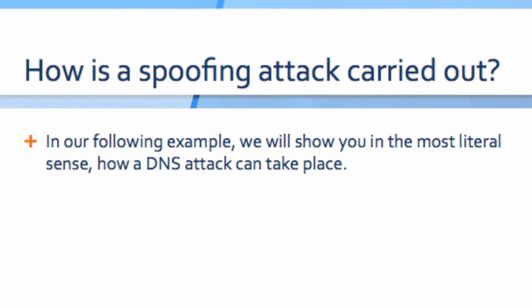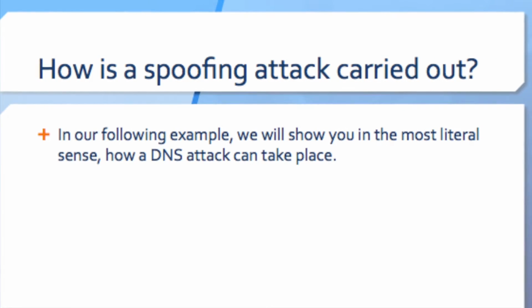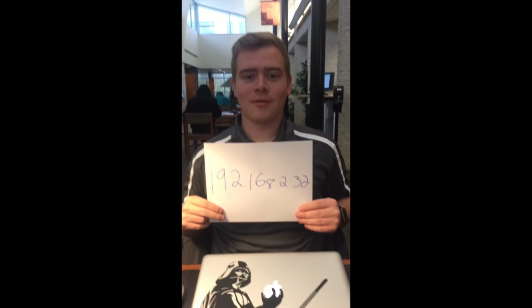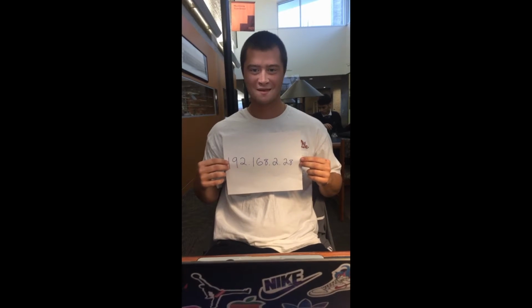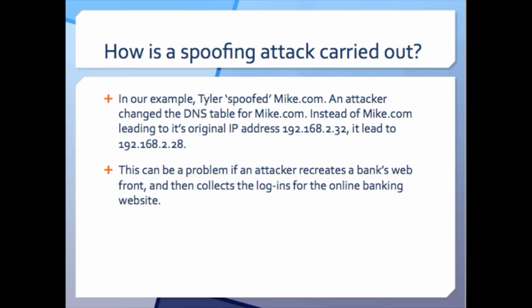In our following example, we will show you in the most literal sense how a DNS attack can take place. Hi, I'm Mike.com. In our example, Tyler spoofed Mike.com. An attacker changed the DNS table for Mike.com. Instead of Mike.com leading to its original IP address, 192.168.2.32, it led to 192.168.2.28. This can be a problem if an attacker recreates a bank's web front and then collects the logins for the online banking website.